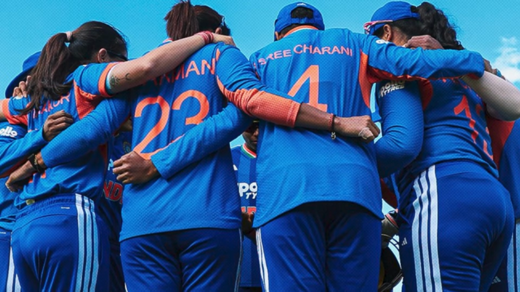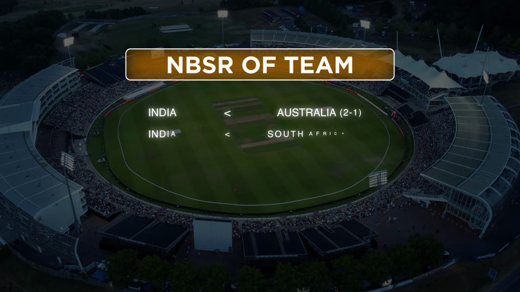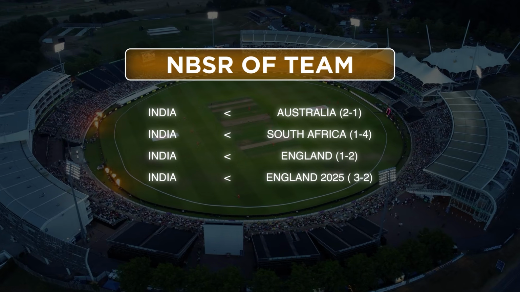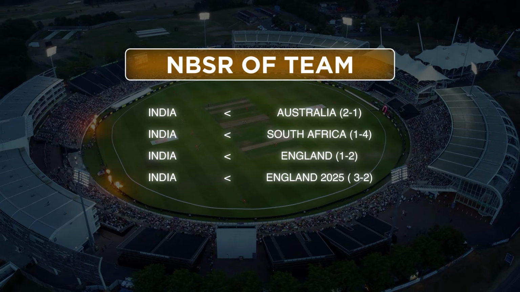So right, we have covered a lot of series. We have talked about non-boundary strike rates and dot ball percentages again and again. What does this mean? Is the hypothesis that a lot of people talk about really true? Because this Indian team does have a universal problem. Across all of these series, at no point do we have a better non-boundary strike rate, which isn't a surprise.